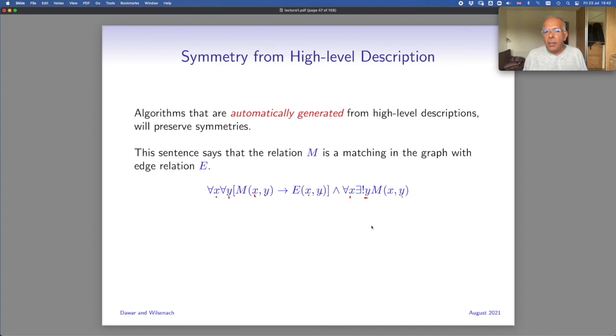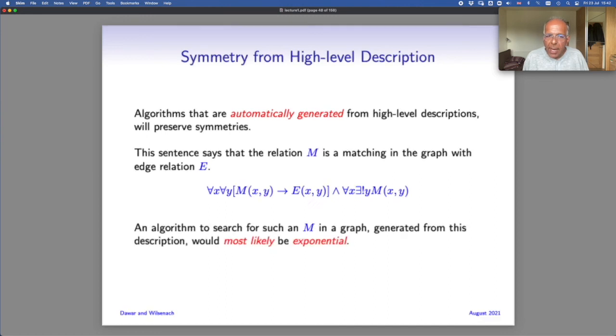What we might think of is that this is a specification for M, and we want to generate from such a specification automatically an algorithm for finding an M if such a one exists, or verifying whether such an M exists. The point is that almost any general purpose way you think of turning such a specification into an algorithm will most likely be exponential, because it will search through all possible sets M to see whether you can find one that satisfies this.